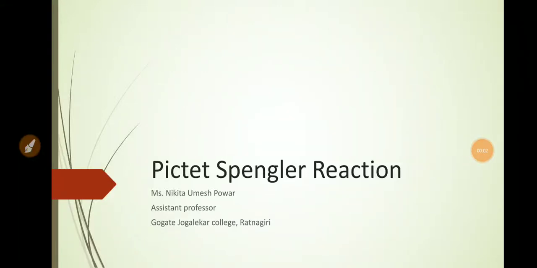Hello everyone, in this module we are going to study the Pictet-Spengler reaction. The Pictet-Spengler reaction is one of the methods to synthesize heterocyclic compounds, basically a well-known method for the synthesis of isoquinoline or its derivatives.